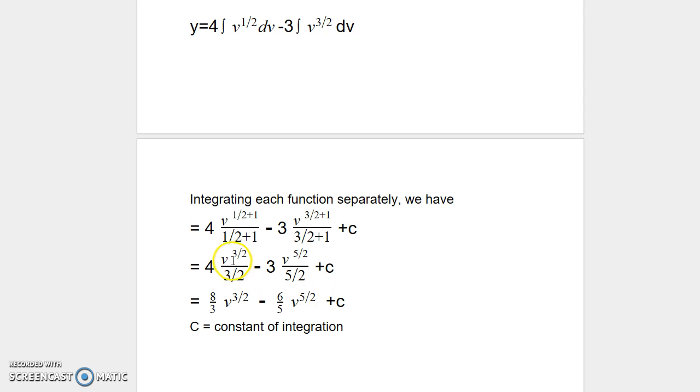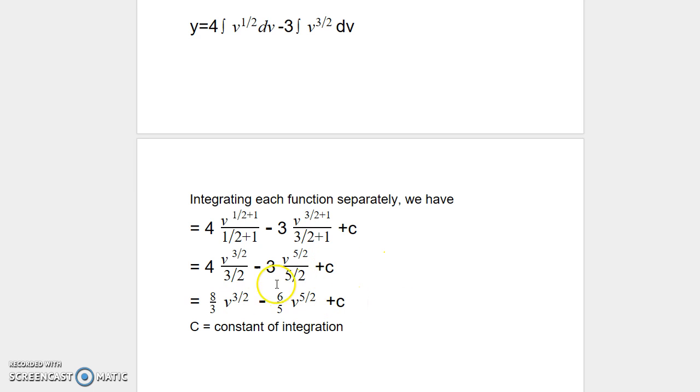Now when we simplify this, we can write 4 times v to the power of 1/2 plus 1 translates to v to the power of 3 over 2, divided by 1/2 plus 1 which translates to 3 over 2. So we can simplify this as 4 times v to the power of 3 over 2 divided by 3 over 2, minus 3 times v to the power of 5 over 2, since 3 over 2 plus 1 translates to 5 over 2, divided by 5 over 2, plus c, where c is a constant of integration.